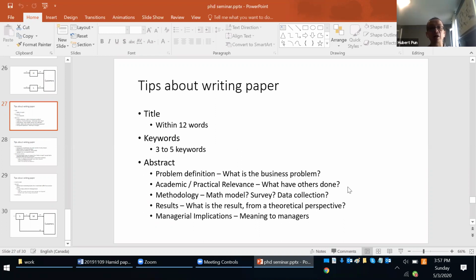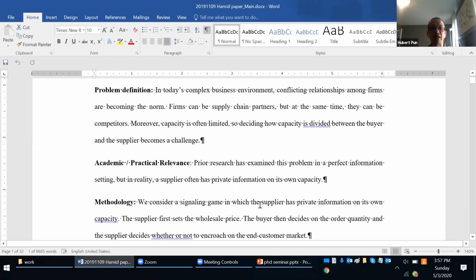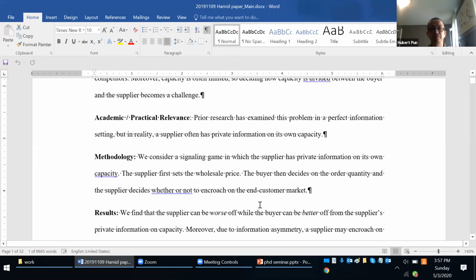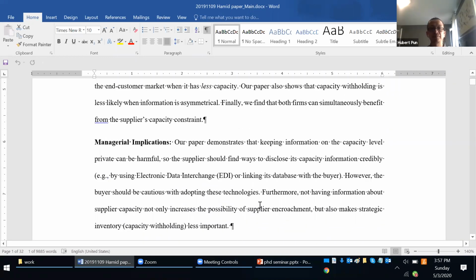So let me illustrate how I do it with my paper. Okay, I'm going to give you some time to read my abstract. An abstract is usually around 200 to 250 words. Some journals have a word limit of 100, but some other journals have a word limit of 300. So it really depends.